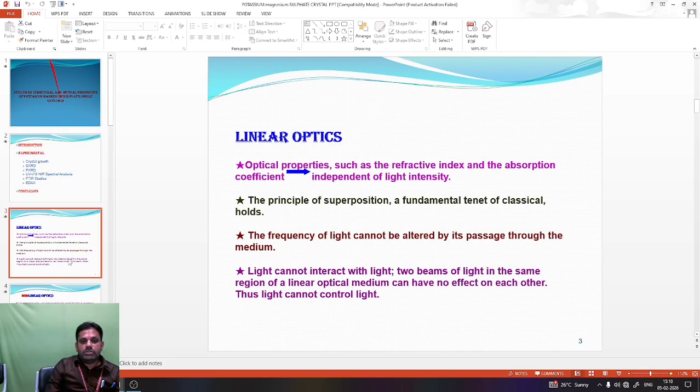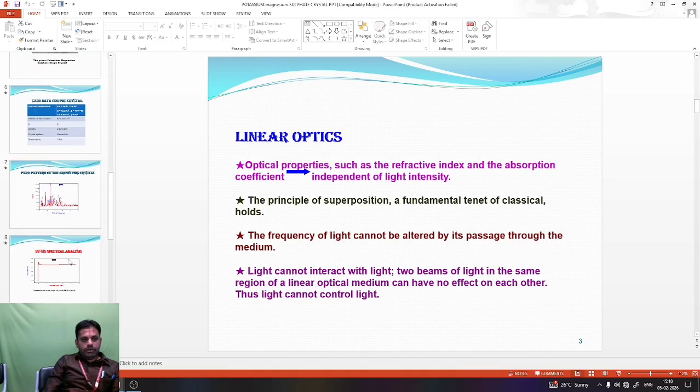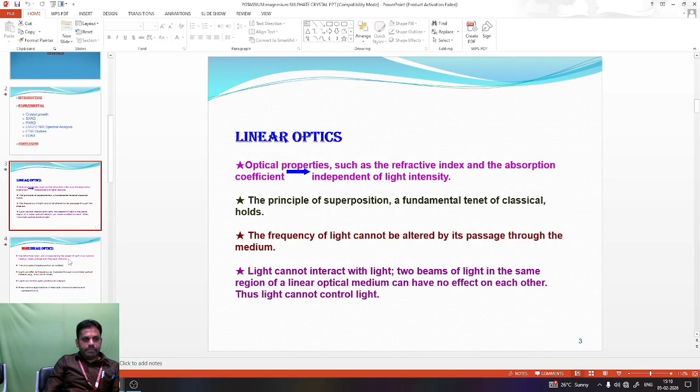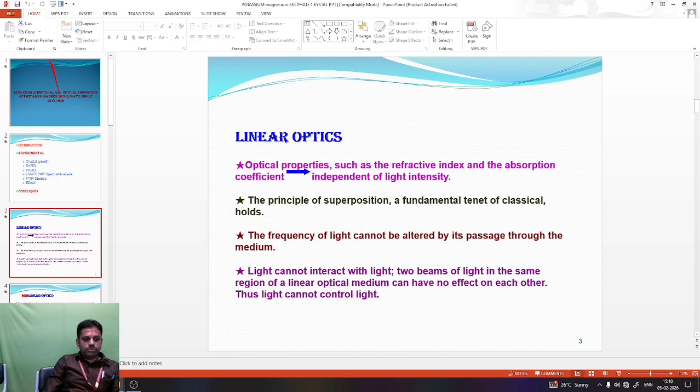So these are the optical properties such as refractive index and absorption coefficient. This is independent of light intensity. The principle of superposition is the fundamental tenet of classical modes. So look here, I cannot read the PPTs, and I will just go through this.